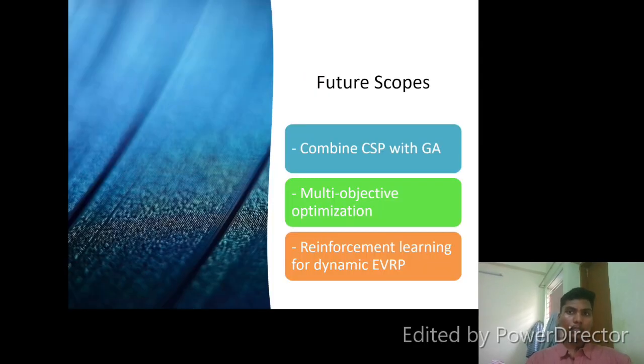Looking ahead, there are several avenues for future work. This could include incorporating time windows for deliveries, dynamic traffic conditions, battery degradation models, or even developing hybrid approaches that combine the strengths of these different methods.